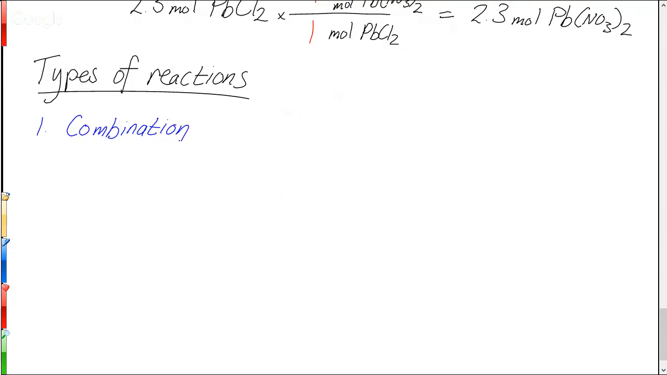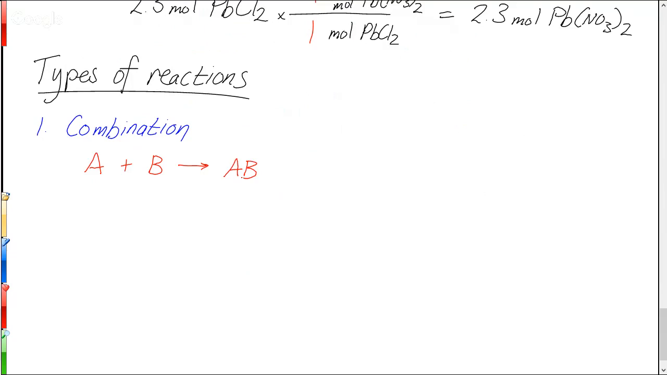For each of these types, I'm going to give you the name. So this one's combination. I'm going to give you a kind of a generic formula for what that looks like, and then a specific example. A combination reaction is one where you have two or more reactants that just combine into one product.